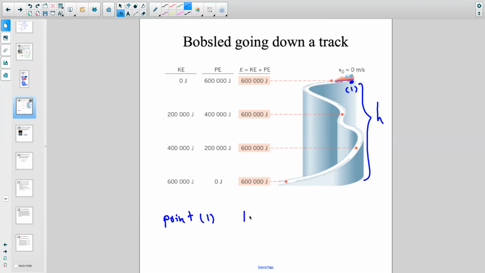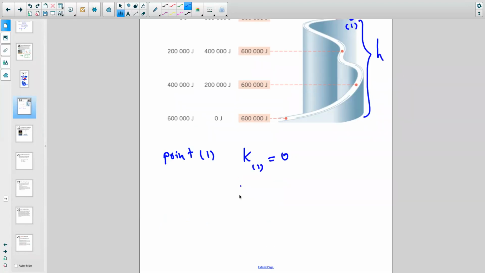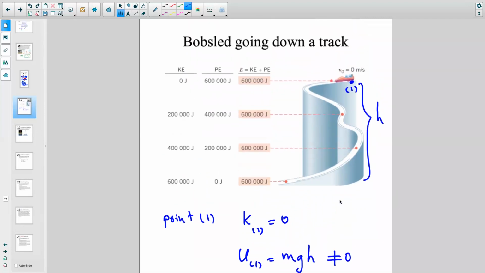the kinetic energy is 0 because of velocity being 0. But the potential energy is non-zero, and it is equal to mgh. It is not 0. It has a value associated with it because there is height here. If you calculate that, with kinetic energy being 0, the potential energy ended up being 600,000 joules.